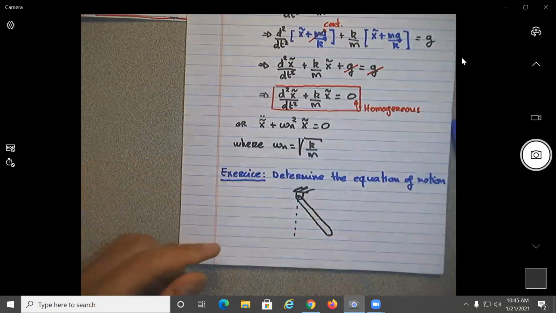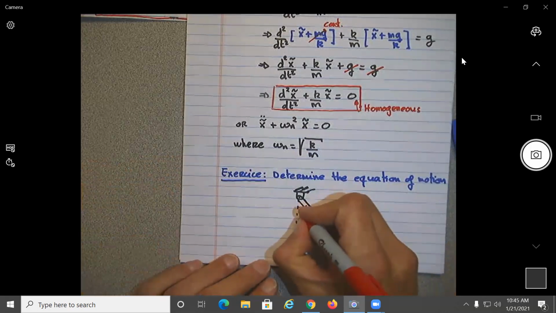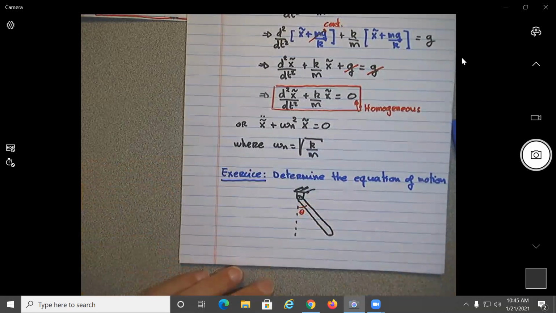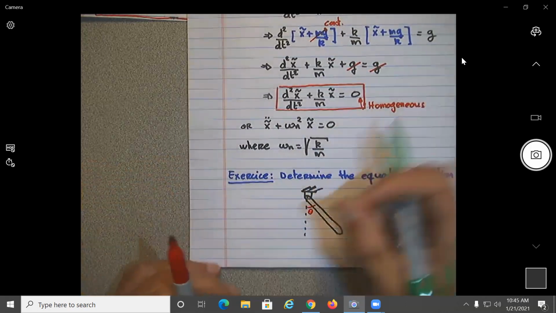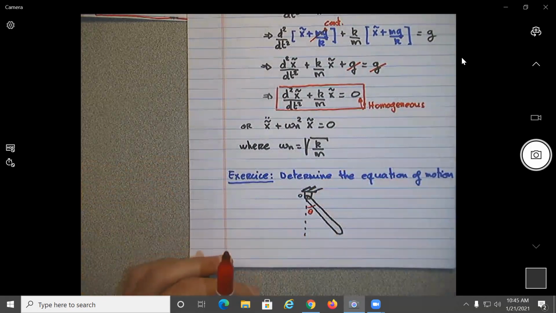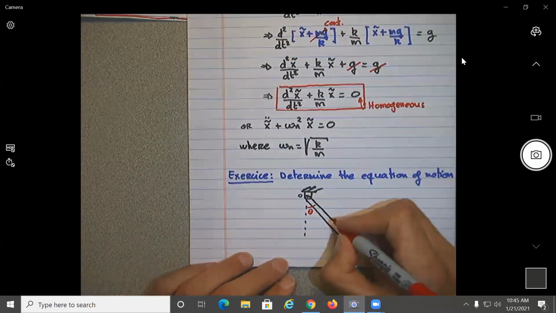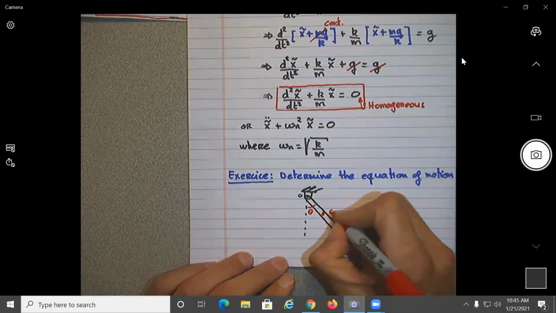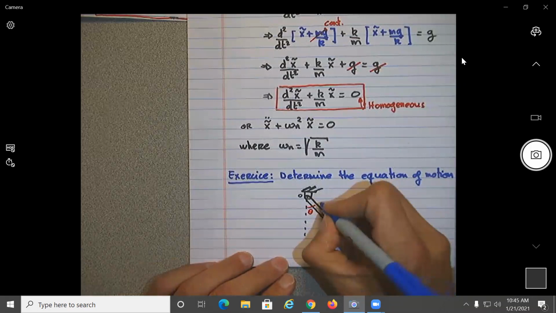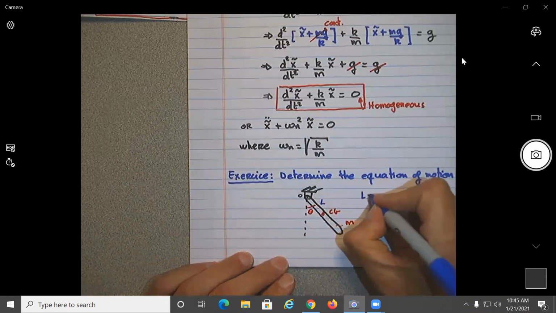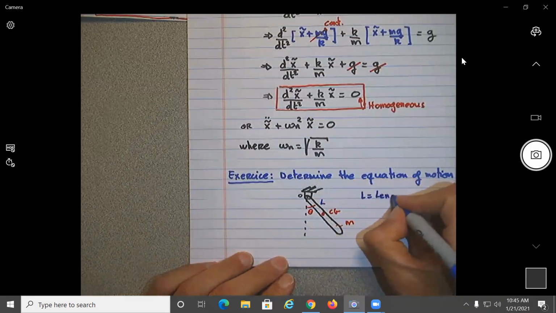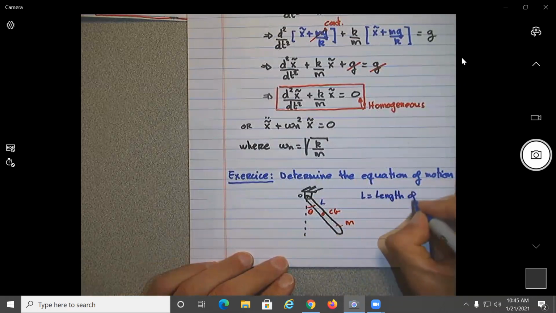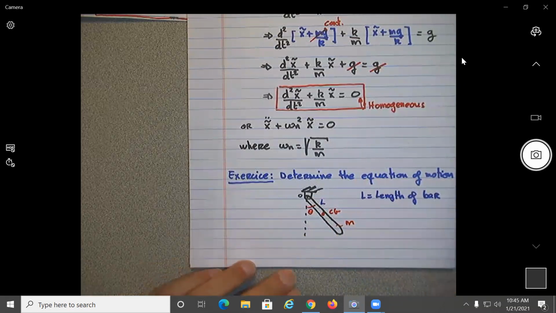All right. So let's say over here that you move it at an angle theta. So instead of x, you can have theta. Let's call this point over here point O at the hinge. Let's say the bar has a mass m. This should be the CG and a length L. So L is the length of the bar.